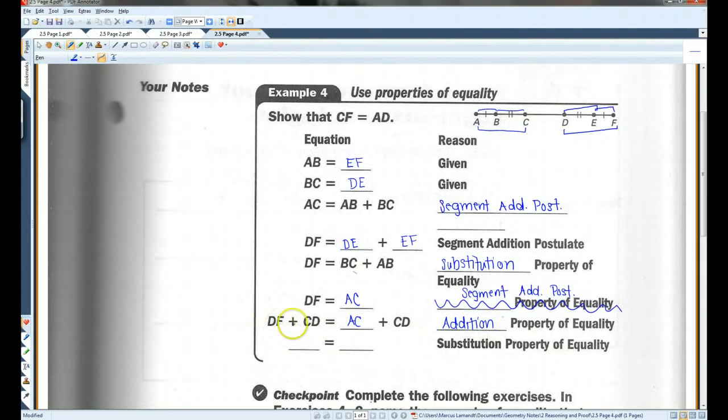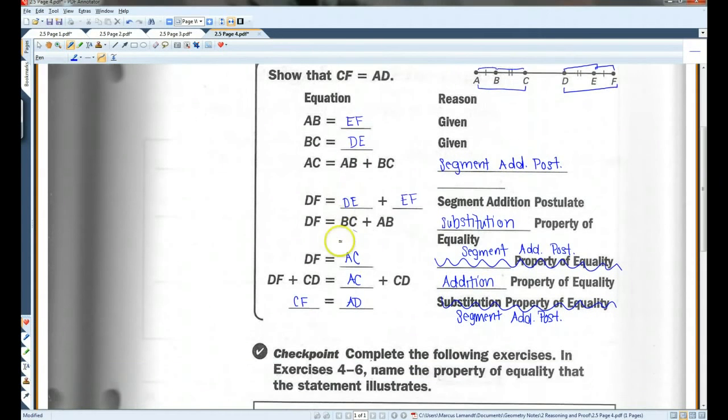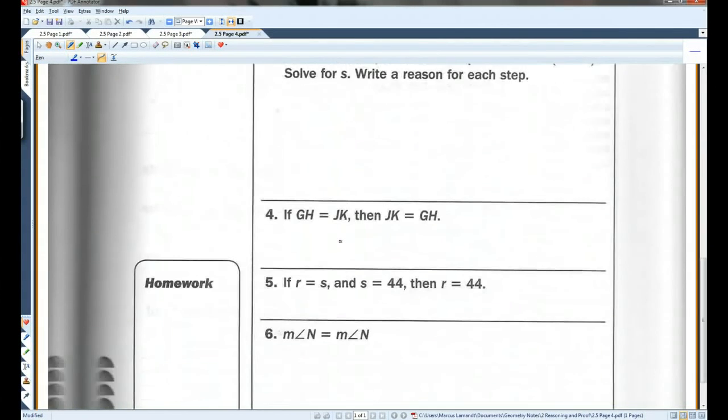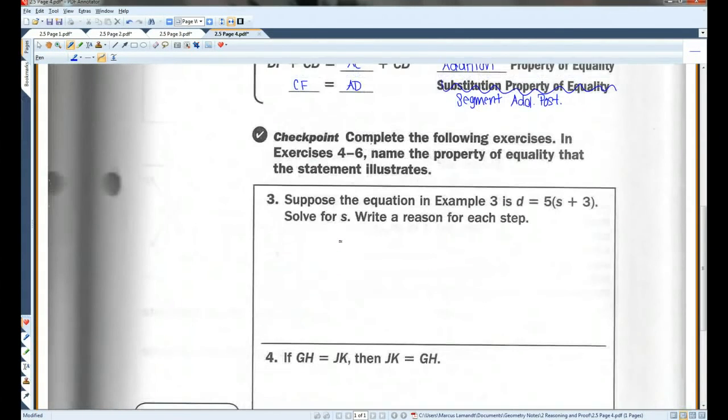Okay? And DF plus CD is equal to CF. And AC plus CD is equal to AD. And this, once again, is the segment addition postulate. Sorry about the mistakes. I didn't write this one. Okay? Alright, so you guys can go ahead and solve these. And that's it for today.